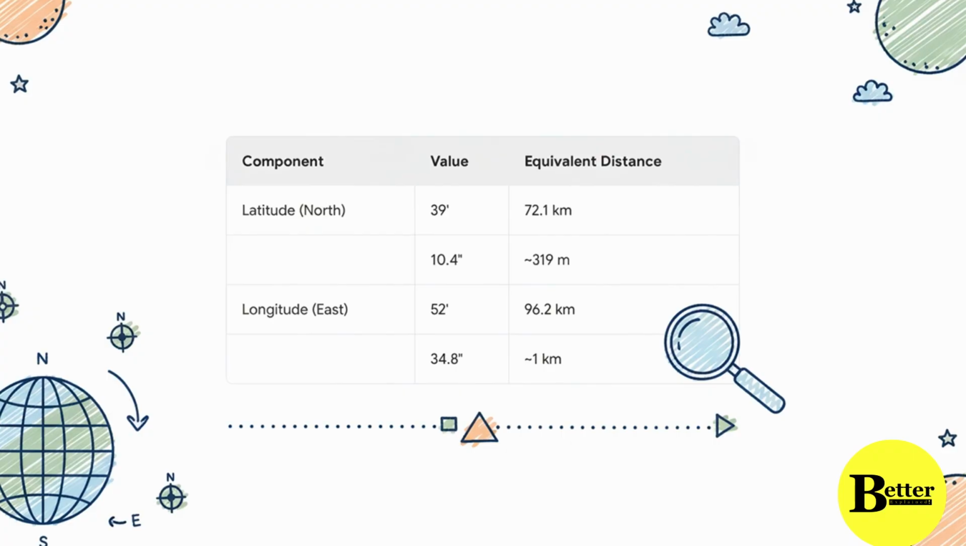So let's bring it all home and apply this to our original coordinate. Those 39 minutes north we talked about represent a journey of 72.1 kilometers. The extra 10.4 seconds adds another 319 meters on top of that. And for our longitude, those 52 minutes east translate to about 96.2 kilometers, and the final 34.8 seconds adds roughly another full kilometer to that.